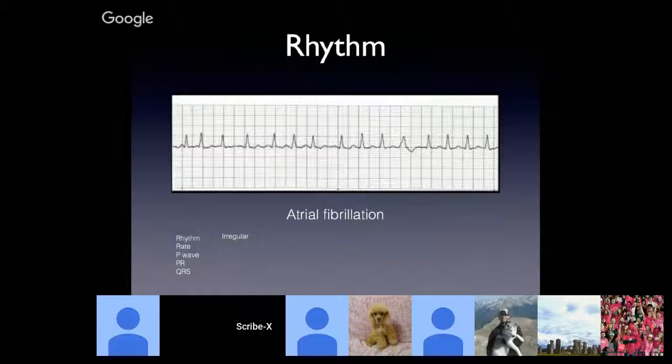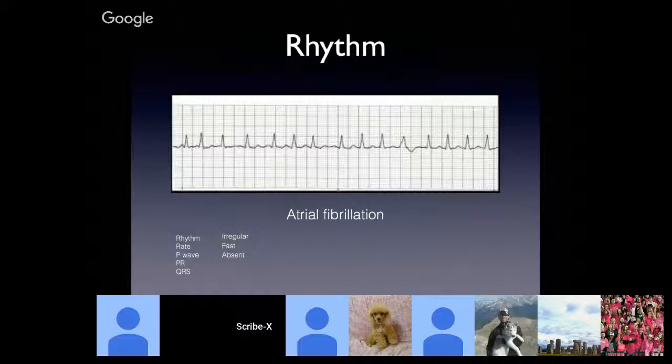So in AFib, the rhythm is irregular. The rate is often fast, though it doesn't have to be, especially if your rate is controlled with medications. The P wave is absent. The reason for that is because the atria are contracting sort of willy-nilly. Those muscle cells are contracting willy-nilly. The SA node, the sinoatrial node, is no longer the dominant driver of the cardiac rhythm.